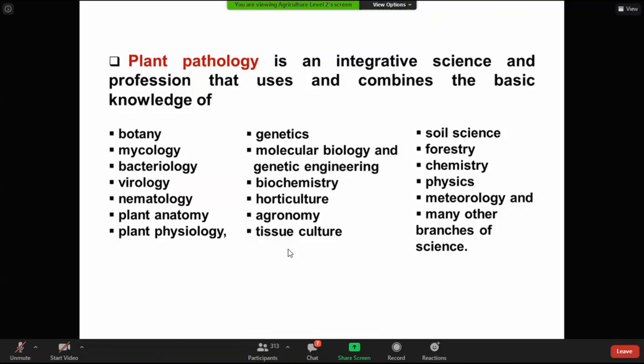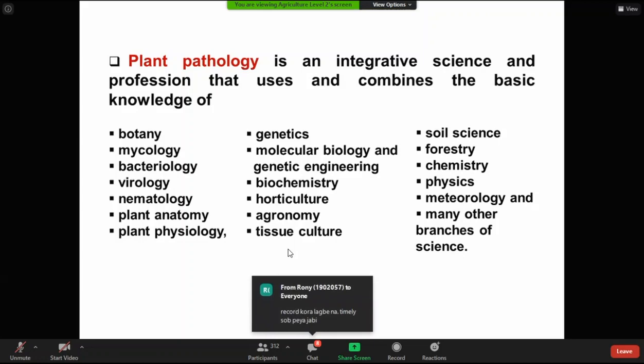Horticultural science, I mean fruits, vegetables, etc. for production. Agronomy, you should have a clear idea of field crop production. Tissue culture as well, and soil science. You know, you have to grow the crop in the soil, so you should have a clear idea. That's why in this modern definition, they say it's an integrative science and profession. Profession means you will give some service to the community or to the farmers. Clear?